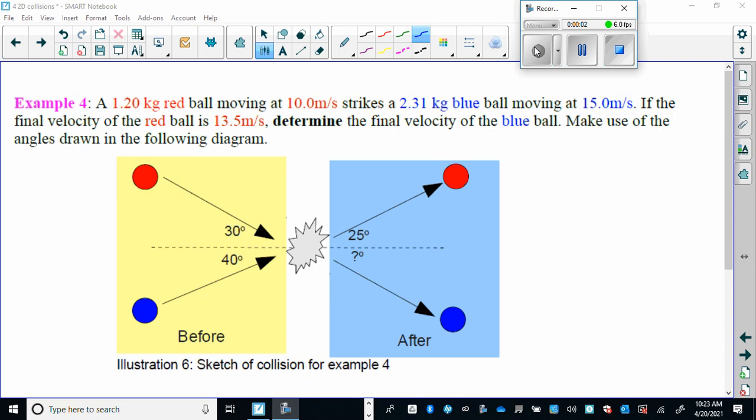Part two of lesson 4, and this is the most difficult two-dimensional collision to solve because both balls are moving at the beginning of the collision. So we've got to figure out the total horizontal and the total vertical before the collision, and then that's going to equal the total horizontal and the total vertical after the collision.